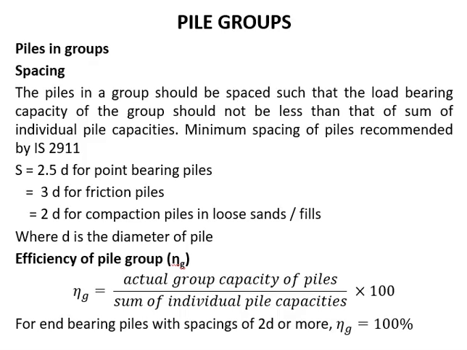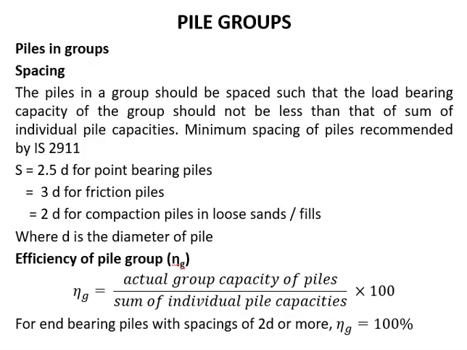The minimum spacing of piles, as recommended by IS code 2911, is equal to 2.5 times the diameter for point-bearing piles. It is equal to 3 times the diameter for friction piles, and it is equal to 2 times the diameter for compaction piles in loose sands or fills.